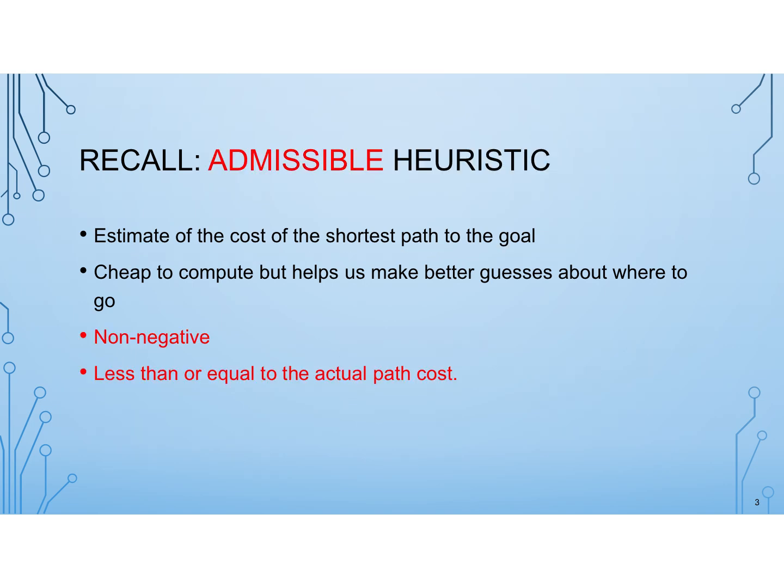And remember, the special thing about an admissible heuristic is that it's non-negative and it is less than or equal to the actual path cost. So we're trying to make it an estimate of the cost of the shortest path to the goal. And now if we want to say it's admissible, we have to guarantee that it's going to be less than or equal to the actual cost of that path.